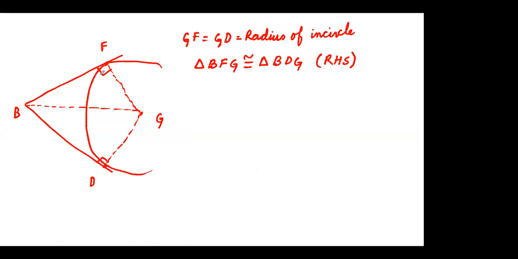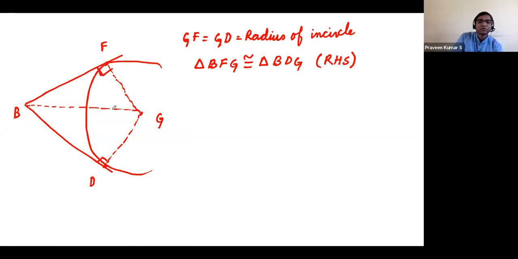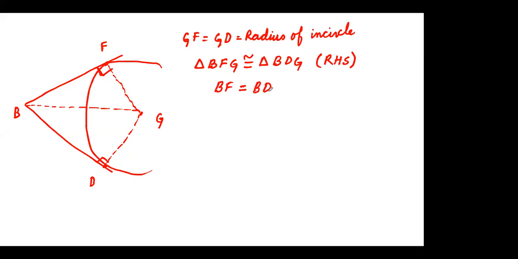There is a right angle. Hypotenuse BG is common for both. And then there is a side FG and DG, which is common for both. Right? So can I now say that BF is equal to BD? Yes, sir.